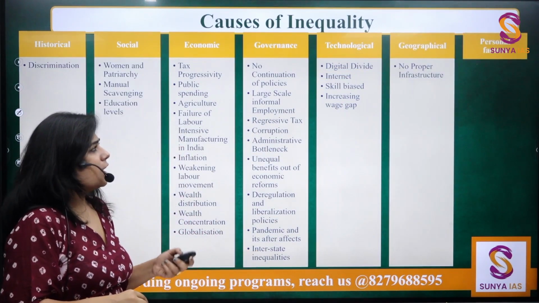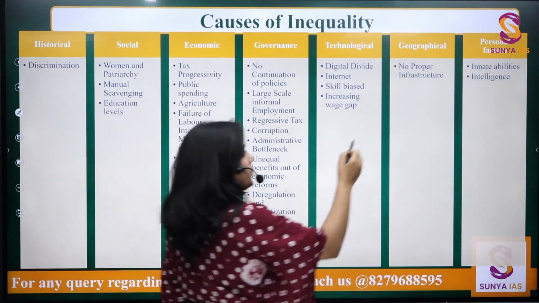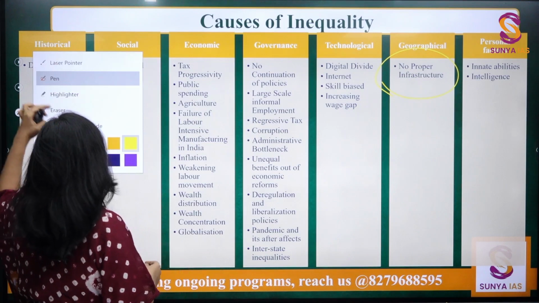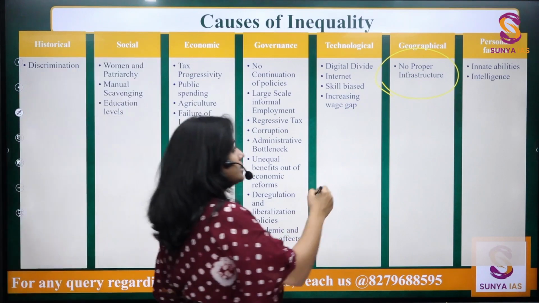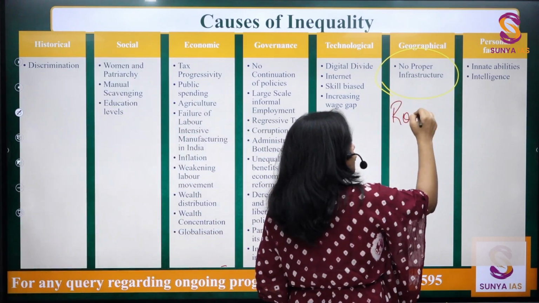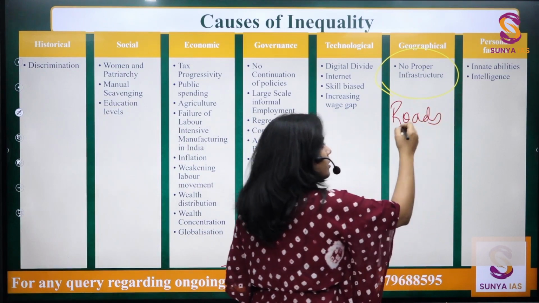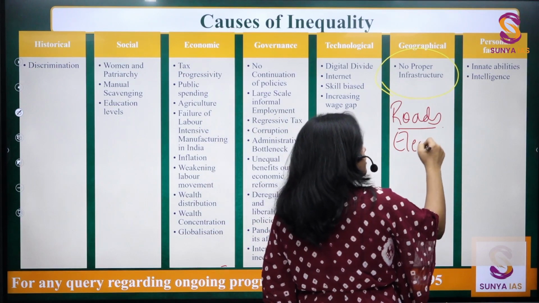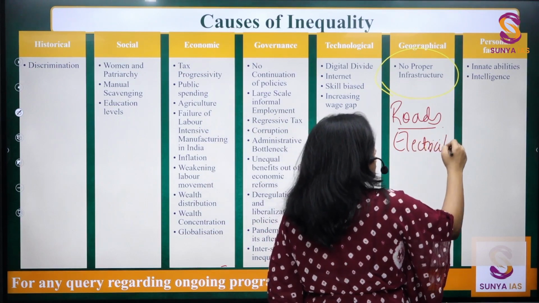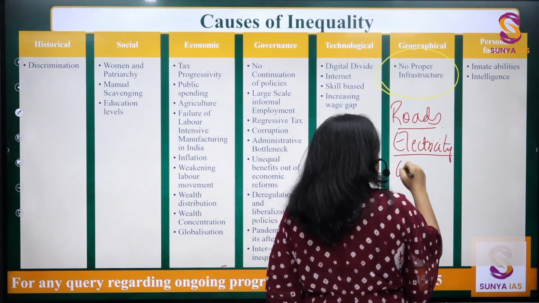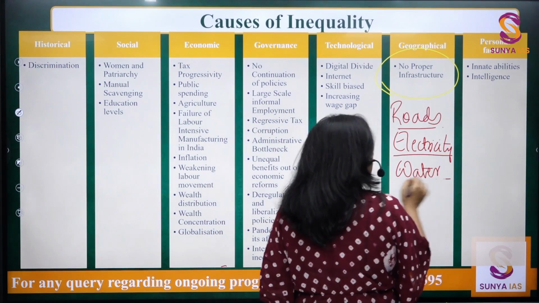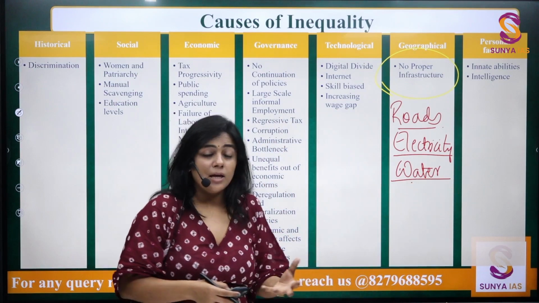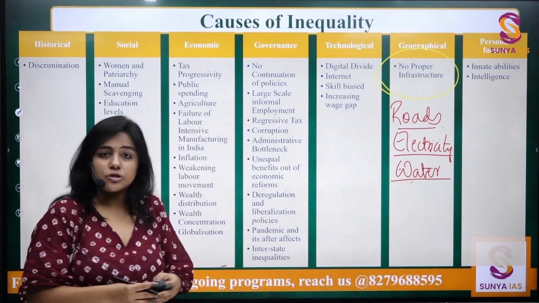Then geographical: there is no proper infrastructure for so many people. Just imagine a place wherein there are no roads for you to go to school, wherein there is no electricity for you to study when you come back, right? When there is no water for you to drink when you want to, and be clean and be healthy. This is not a hypothetical situation, right?